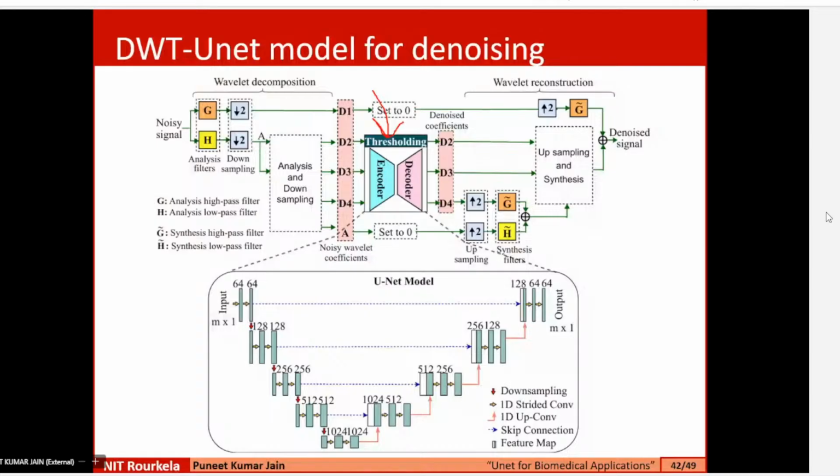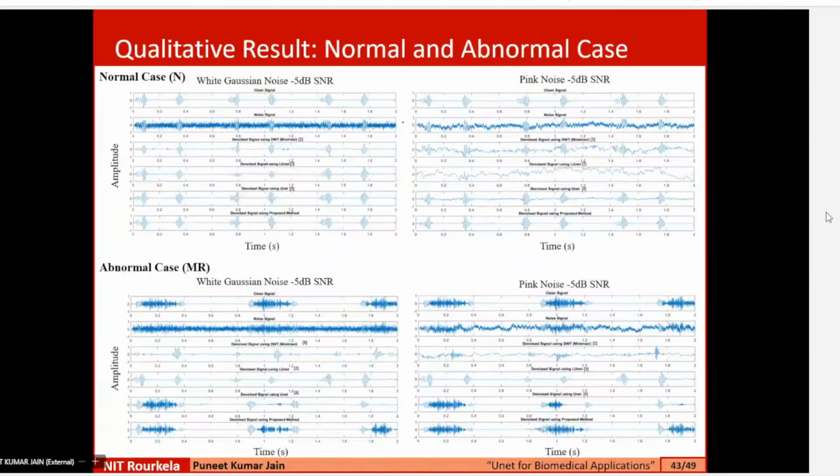And this is just a glimpse of the kind of idea, the kind of results we are getting. Specifically, if you observe this third case in the middle part, using the DWT UNet model, we are getting the result. So this is the clean signal. This is the contaminated signal with synthetic noise, and we obtain this signal from this signal, right?